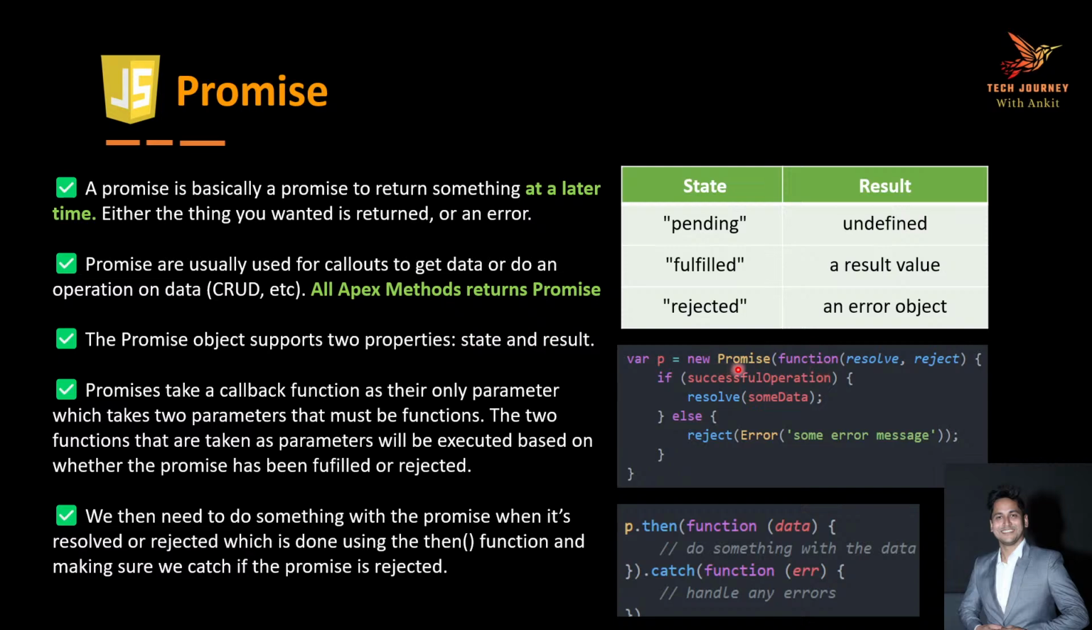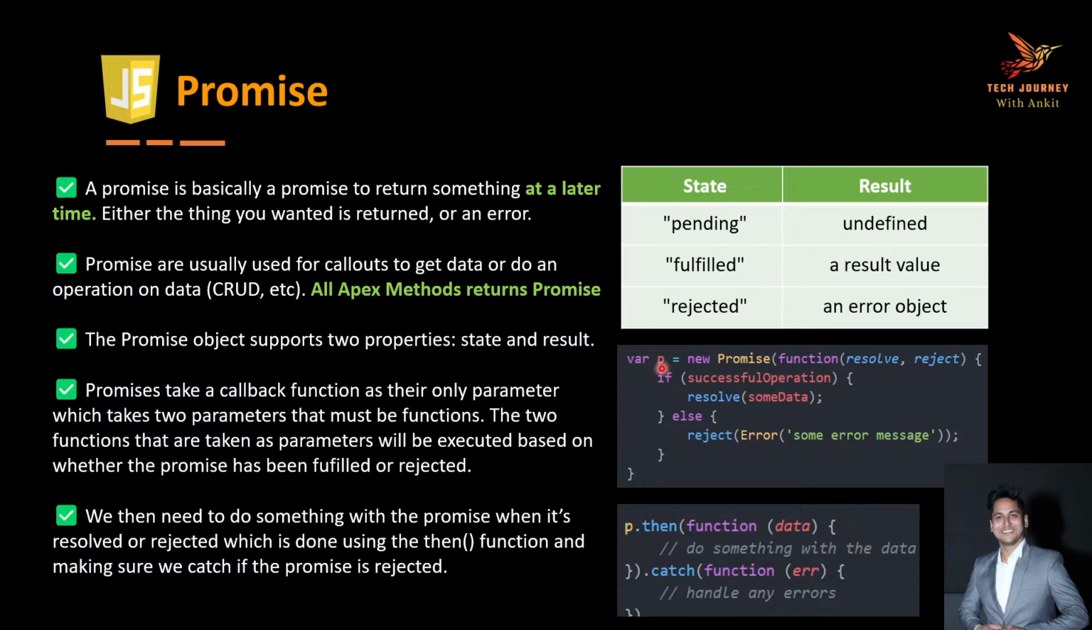This promise constructor takes one callback function. This callback function has two parameters, which are again functions. Resolve is a function, reject is a function. First one is the resolve, second one is the reject.